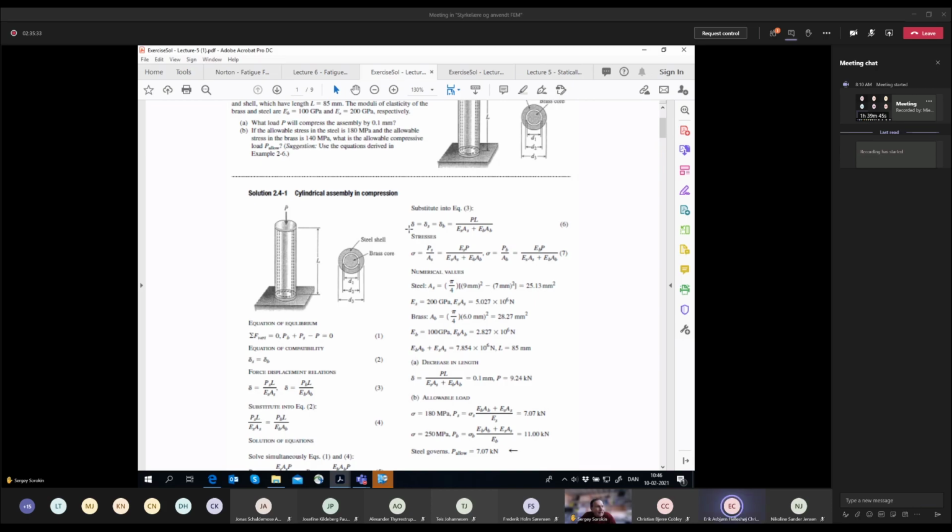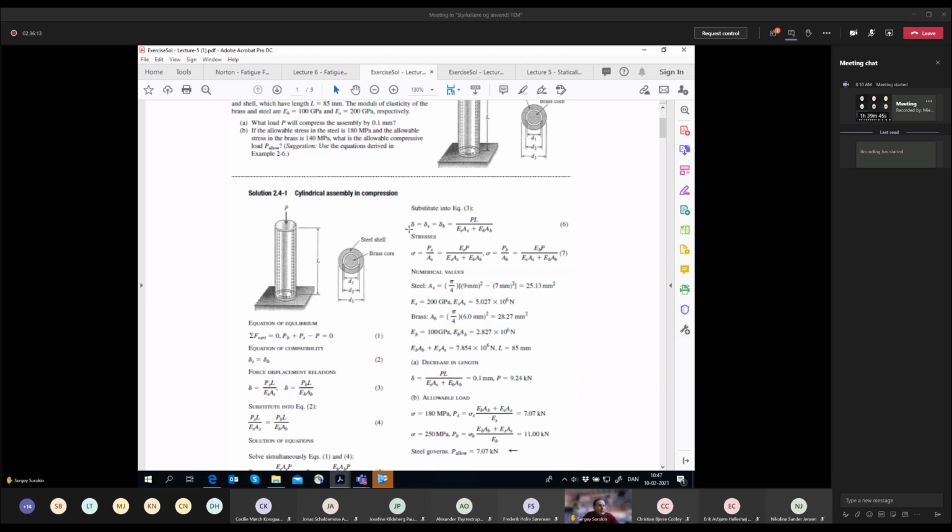Sergey, could you maybe explain how we substitute force over area with these other entities in equation 7? Yeah, so we have found the forces. More precisely, we have the total force P, and this force P is distributed between the steel component and the brass component. By this means we found the total force taken by brass, and the total force taken by steel.